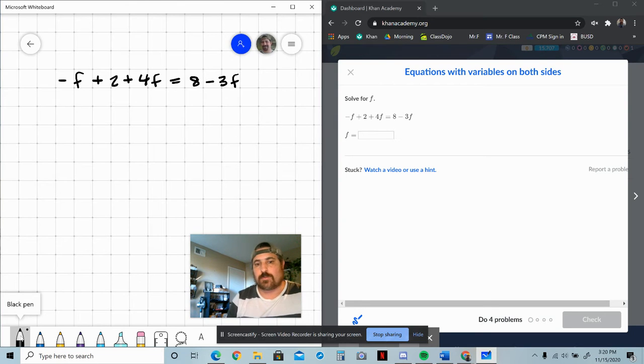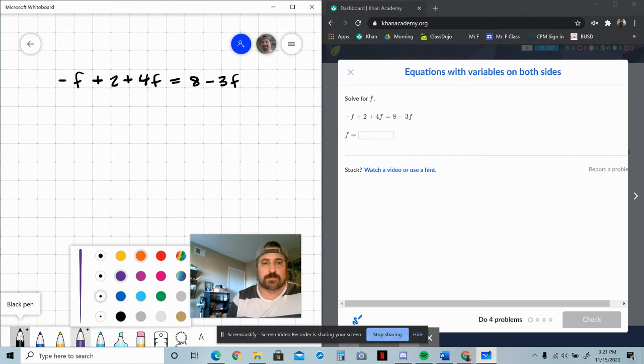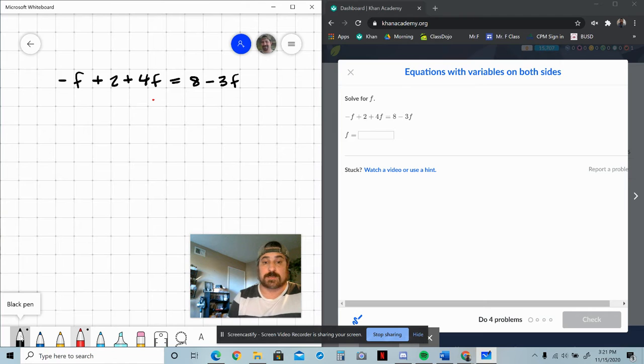Okay. So when you have variables on both sides like this, what I always recommend you guys do is you simplify the left, you simplify the right, and then after you simplify both sides as far as you can, then you start to combine by bringing all your variables to one side, all your numbers to the other.